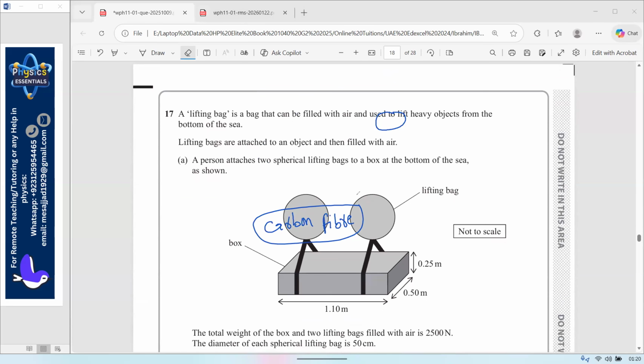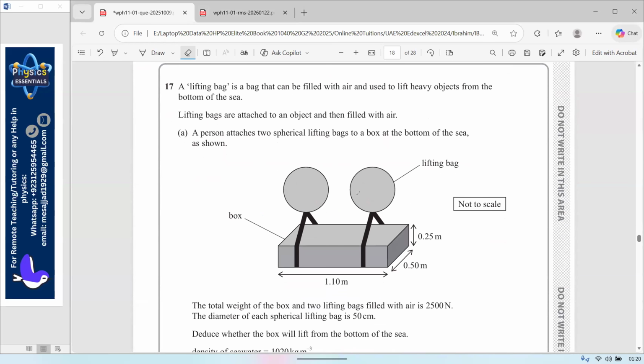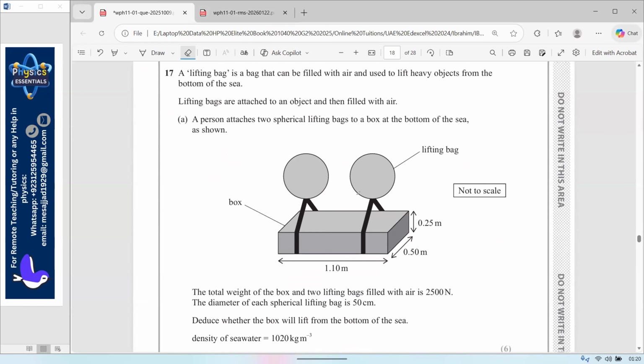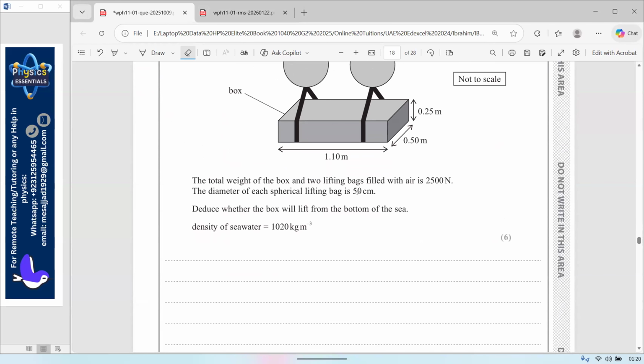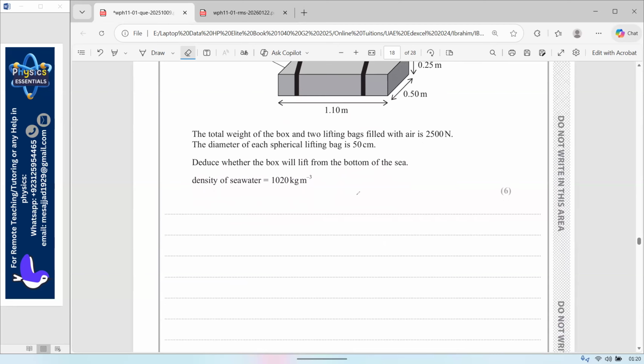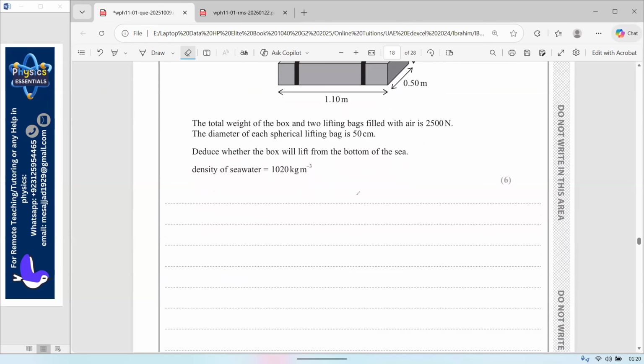Question number 17. A lifting bag is a bag that can be filled with air and used to lift heavy objects from the bottom of the sea. Lifting bags are attached to an object and then filled with air. A person attaches two spherical lifting bags to a box at the bottom of the sea as shown. The total weight of the box and the two lifting bags filled with air is 2500 Newton. The diameter of each spherical lifting bag is 50 centimeters. Deduce whether the object will lift from the bottom of the sea. Density of the water is 1020.